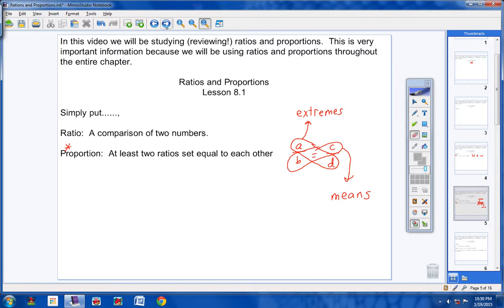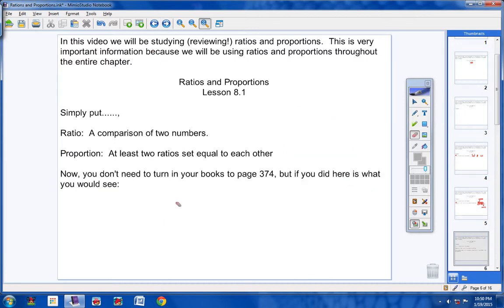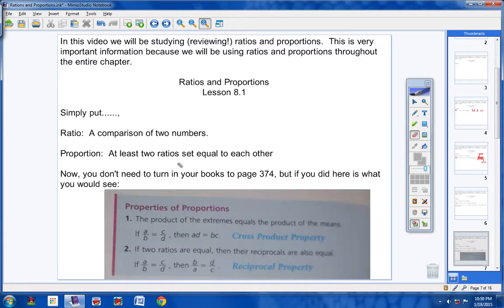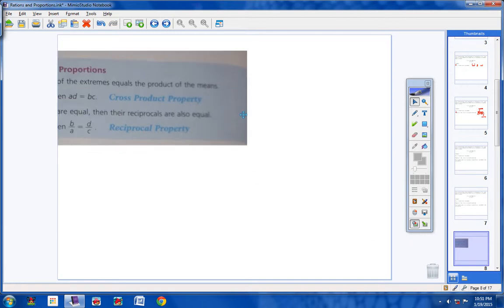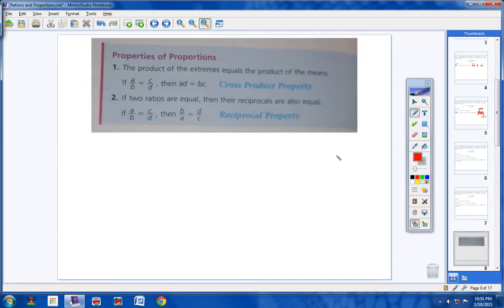Alright, moving on. Now, you do not need to turn in your books to page 374. However, if you did, here is what you would see. You would see this right here. Now, I am not going to make you learn these. These are what I call amazingly common sense. Okay, let me show you what I mean. Now take a look at these guys. Again, I would not take notes on this. I would just watch.